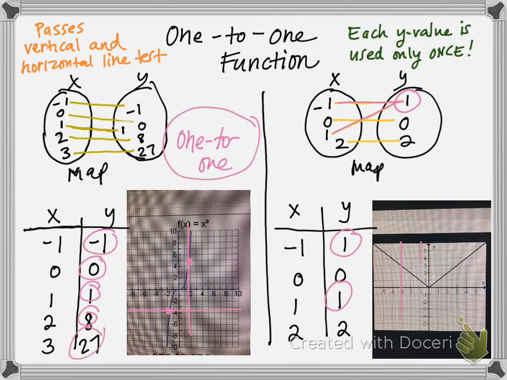It passes the vertical line test, but it has to pass both, meaning it can only cross one time. So far the vertical line test passes, which means it is a function, but the horizontal line test, whenever you draw a horizontal line, it cannot cross twice, and it does right there at that first horizontal line. So this is not one-to-one.